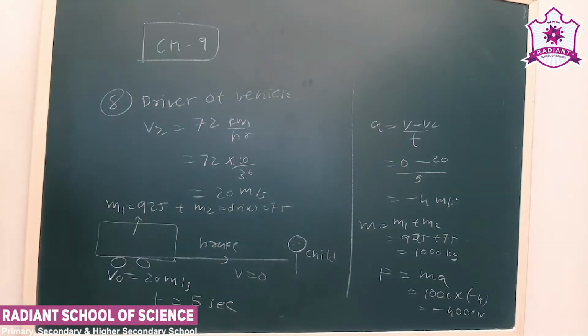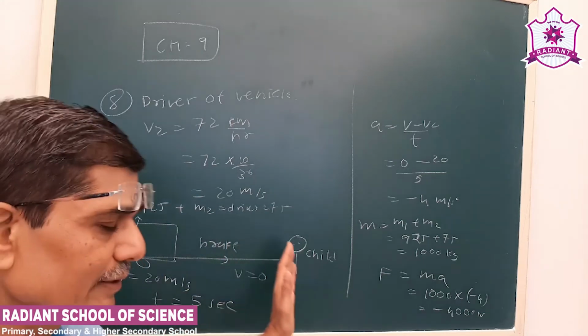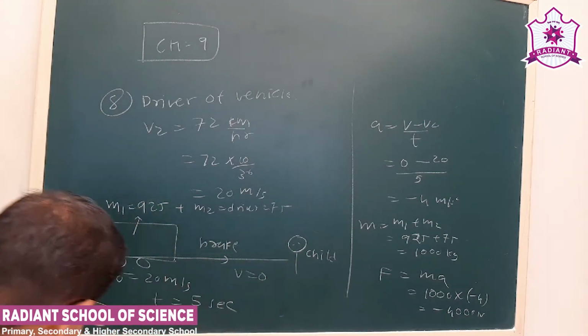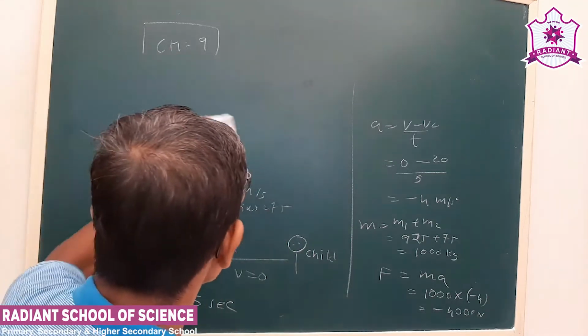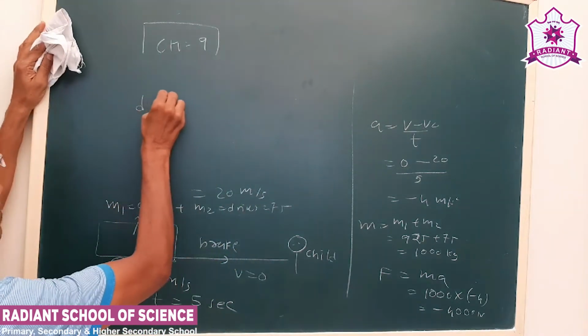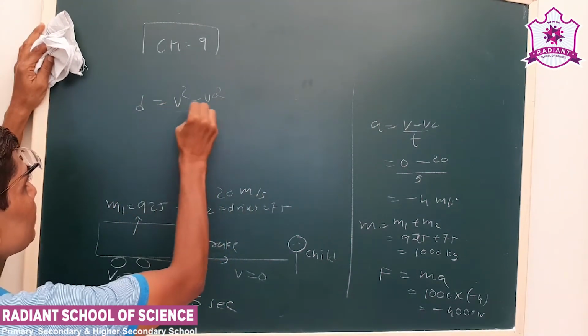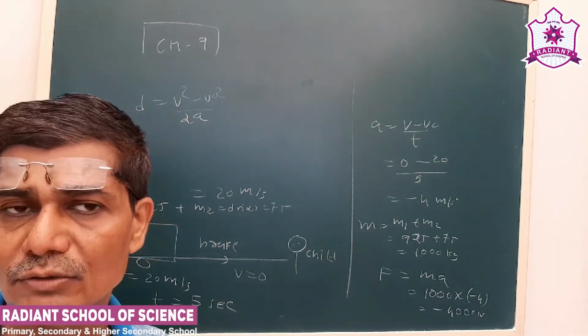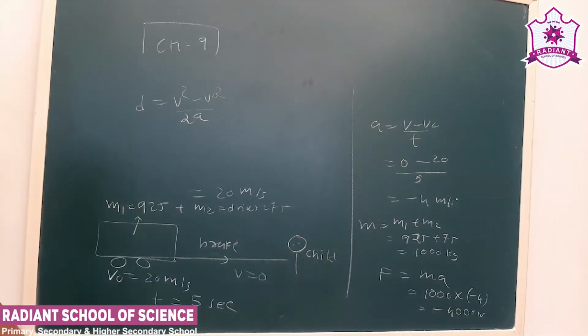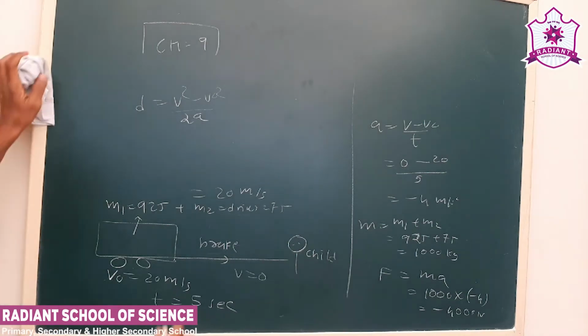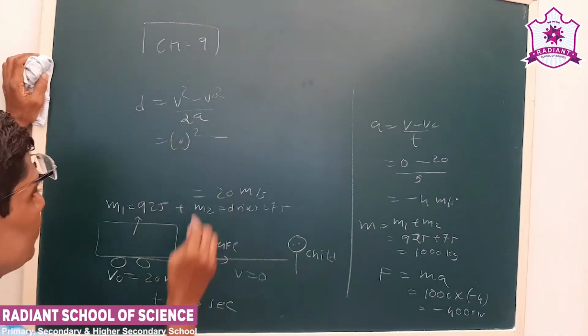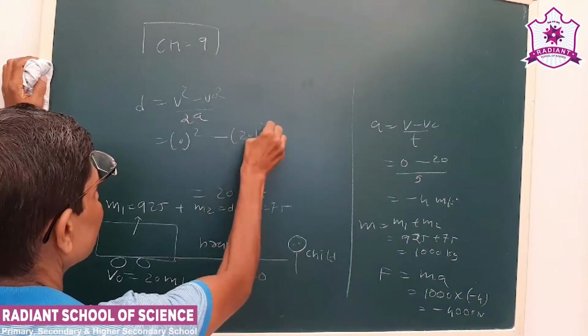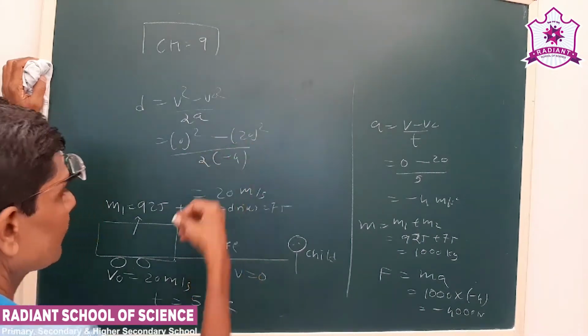Also we have to calculate the distance covered by the vehicle. We have used this formula a number of times. d is equal to v square minus v0 square upon 2a, that we have studied a number of times in lesson number 8. Now here the final velocity is 0, initial velocity is 20. See, the retardation we have calculated is 4.